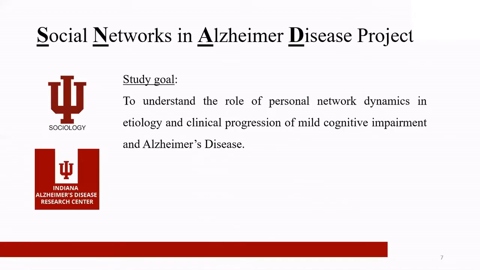So we aim to test these two hypotheses using data from a larger ongoing project, which I mentioned at the beginning. This project is called the Social Networks in Alzheimer's Disease Project, or SNAD, as it's known by its acronym. It's an ongoing project led by Bria Perry, who we'll hear from tomorrow, in the Department of Sociology at Indiana University. The study goal is to understand the role of personal network dynamics in etiology and clinical progression of mild cognitive impairment and Alzheimer's disease.